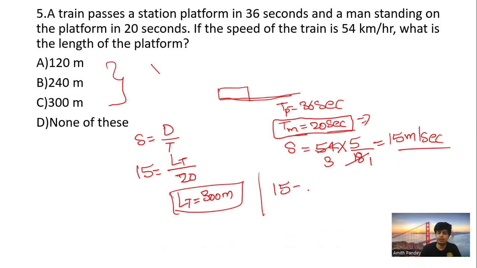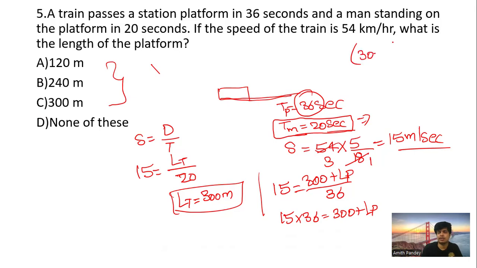Once you get this, apply the same formula again: speed equals length of the train, we got 300, plus length of the platform, right? And what is the time? The time it is taking is 36 seconds. So just multiply 15 into 36 equals 300 plus LP. Again, apply the same concept: 30 plus 6. Don't multiply, don't go with the traditional method. 15 3s are 45, 15 6s are 90. That is 540 meters. So here we go.